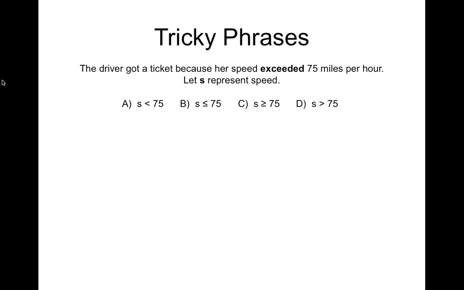If a driver got a ticket because her speed exceeded 75 miles per hour, and we use S to represent speed, which statement is appropriate? Was her speed less than 75? Was it less than or equal to 75? Was it greater than or equal to 75? Or was her speed greater than 75 if it exceeded 75 miles per hour? Exceeded means it was bigger than, so S is greater than 75 was correct.